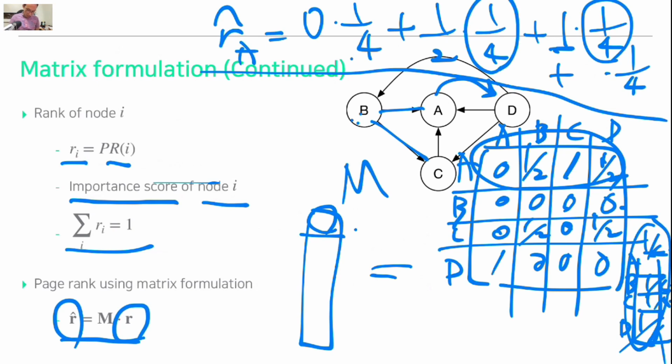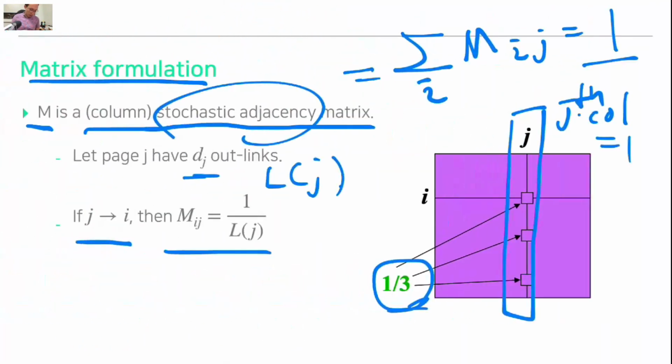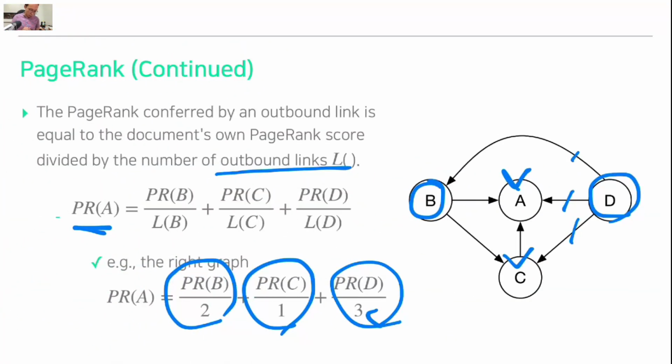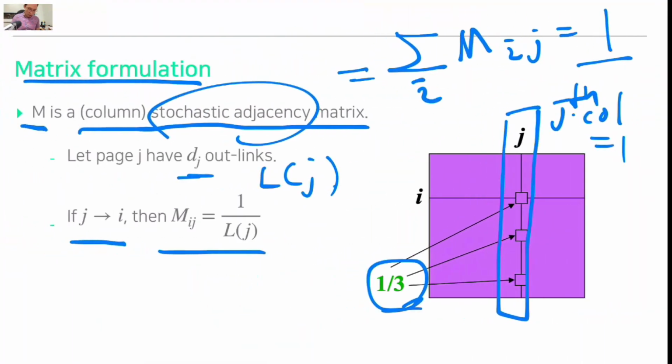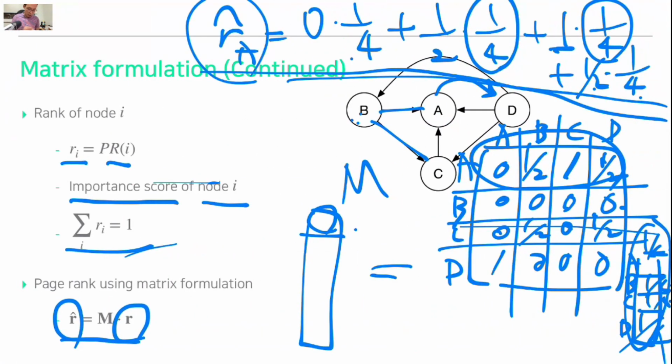Here we have 2 outgoing links from D, and the score is computed like this. It's exactly the same as the previous computation, just modified a little bit. Conceptually, it's still following the previous computation. We're still computing the same information, even though we use a matrix formulation, right?